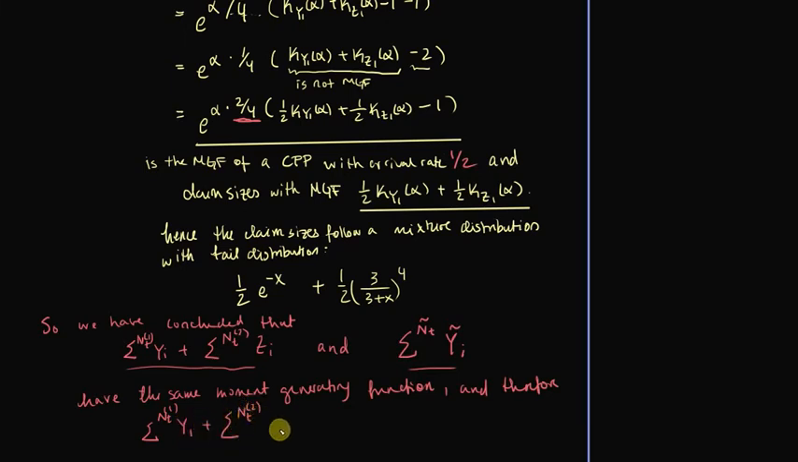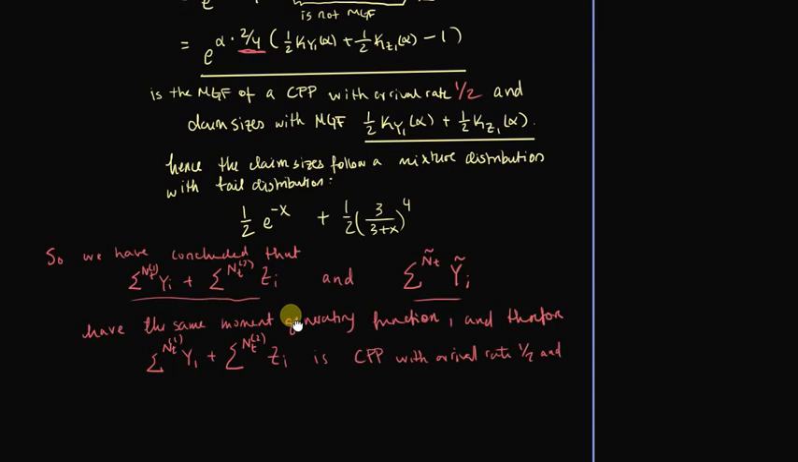and therefore our total claim size is a compound Poisson process with arrival rate 1/2 and claim size distribution given by this thing here. So we'll just say given by star.